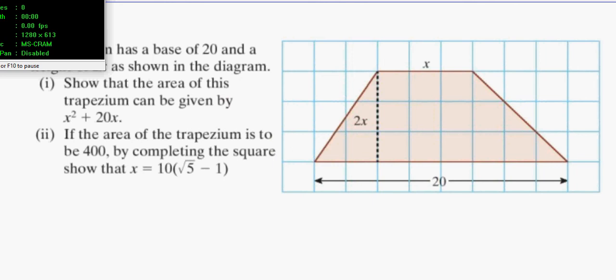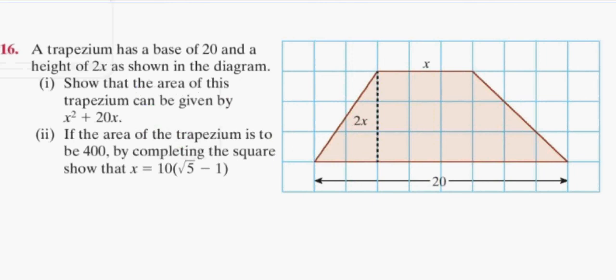Issue we got rectified yesterday. Now, alright, anybody know the formula for the area of a trapezium?